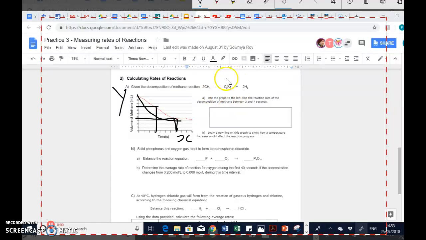Now one more question. What do you think happens to the concentration of methane over this time? Well, obviously it's dropping. What happens to the concentration of the products? It's increasing.